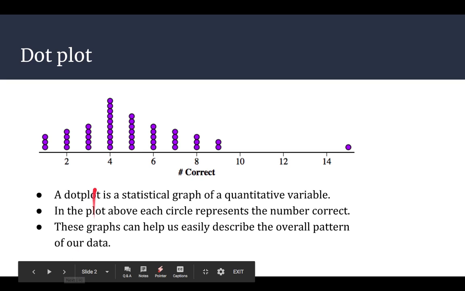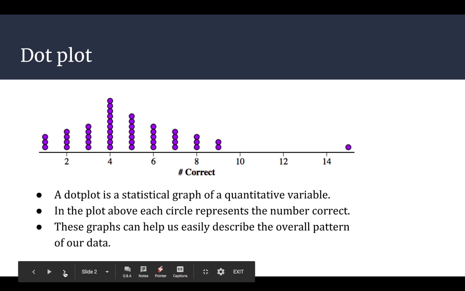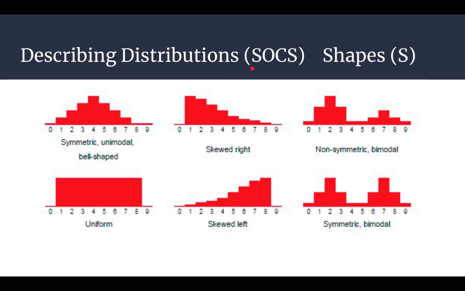So we're going to use this graph after we create it to help us describe the overall pattern that we see. And there's certain terminology we're going to use in statistics. Basically what we're going to do is something called SOX, where we describe the shape, outliers, center, and spread. And we look for general patterns, general shapes that exist. And there's certain ones that we see very often, and so therefore we use these terms to describe a distribution.